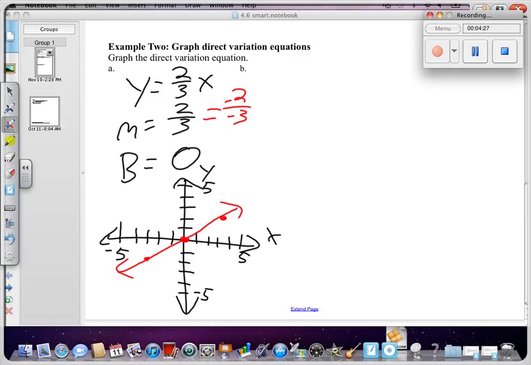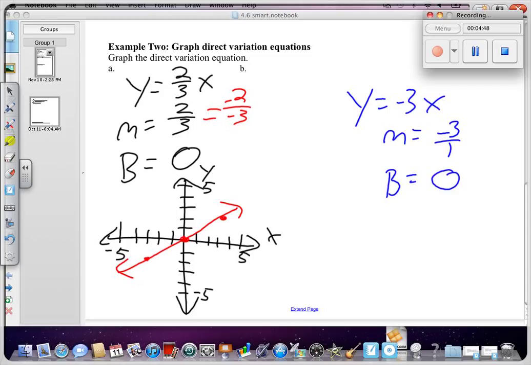All right, let's look at the next one. We've got y equals negative 3x. First, what's my slope? Negative 3, or we could call it negative 3 over 1. And what is my y-intercept always when I'm doing direct variation? 0. Good.